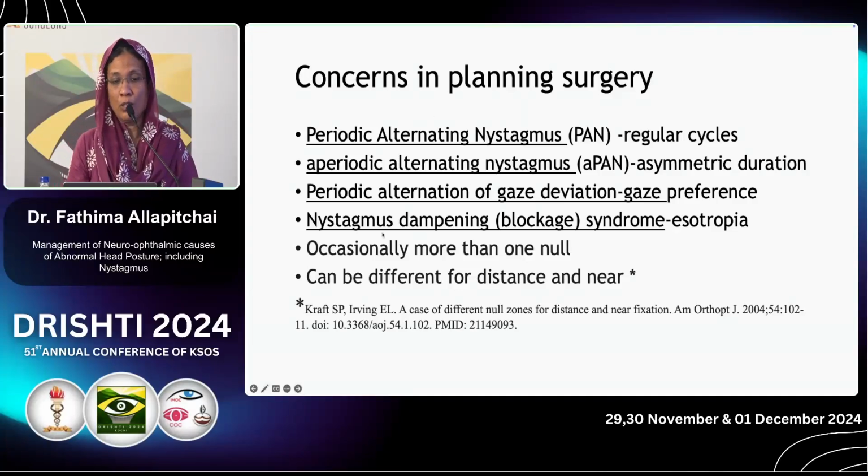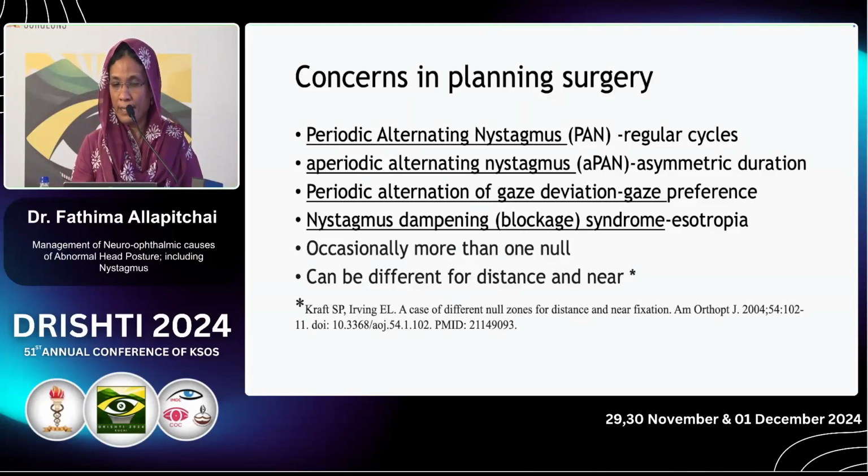Importantly, we have to rule out culprits like alternating nystagmus, because if we operate for a right face turn, and then at the post-op visit they come with a left face turn, it is not good for both patient and surgeon. So how to rule out alternating nystagmus? We have to spend time. We have to look for alternation, because it may take 2-3 minutes to periodically change.